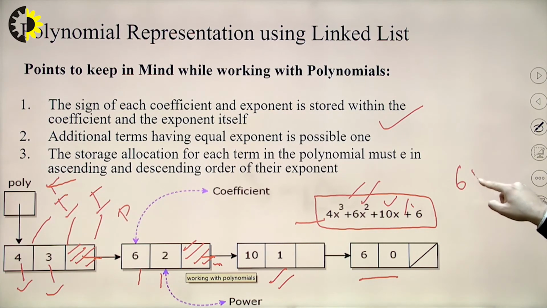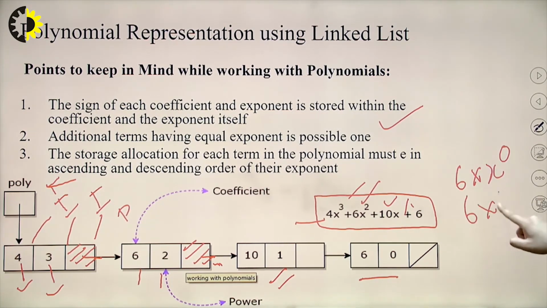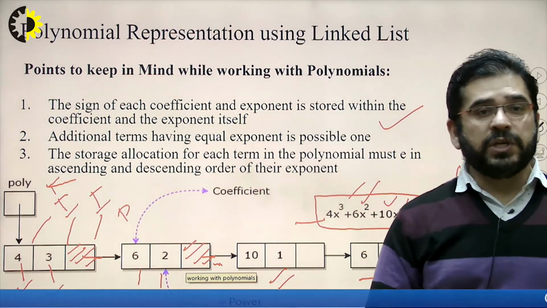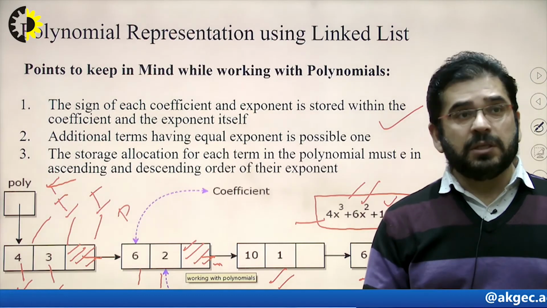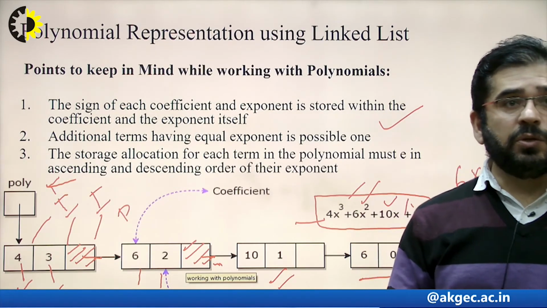So 6 into x raised to power 0 becomes 6 into 1, which becomes 6. So 6 and 0 are stored here. 6 is the coefficient and 0 is the exponent. This is the polynomial representation using linked list.